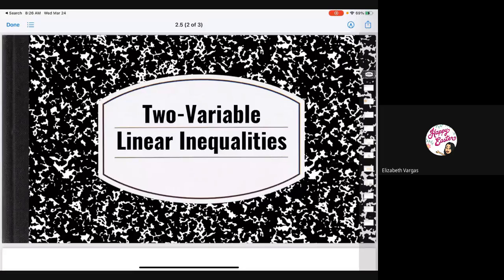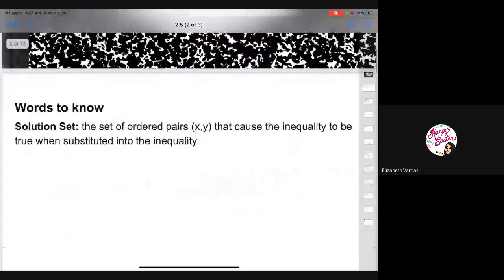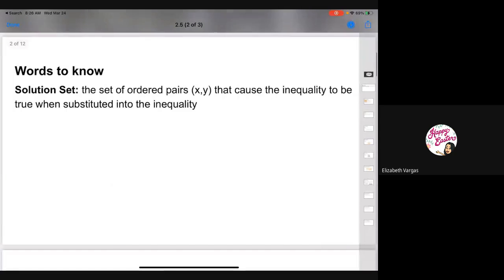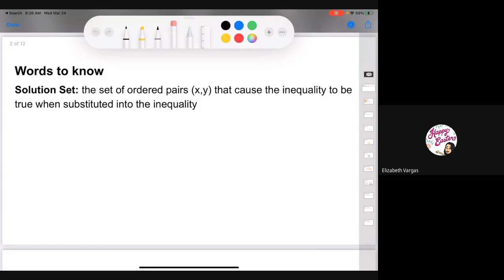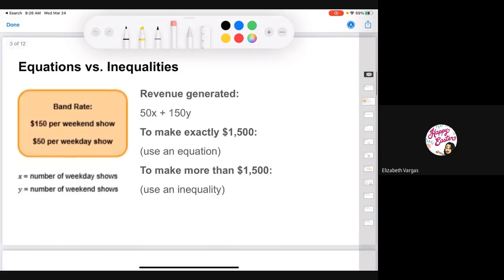Okay, so two variable linear inequalities. The words we're going to look at today is solution set, which basically is the set of ordered pairs x and y that cause the inequality to be true when substituting into the inequality. So we'll see what this looks like today.